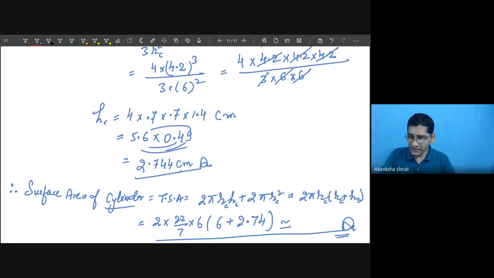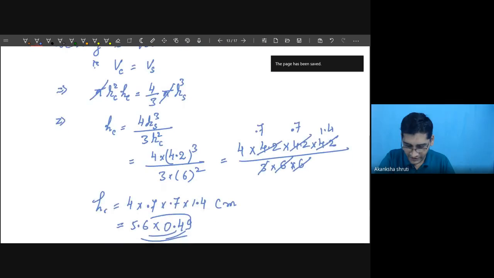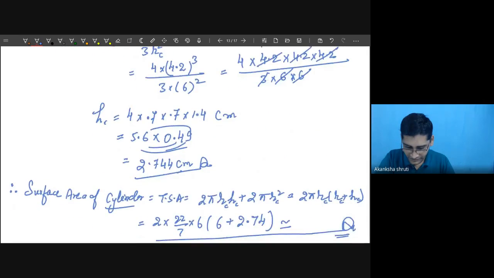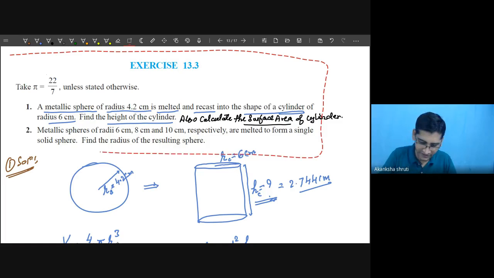Okay. So these questions are very simple. You have to just apply the concept of transformation where the volume remains same. From this volume, either you calculate the unknown radius or the height and use it for the surface area. Okay, let us go for the question number 2. Any doubt, student? Then please ask. Otherwise, these questions are very easy.